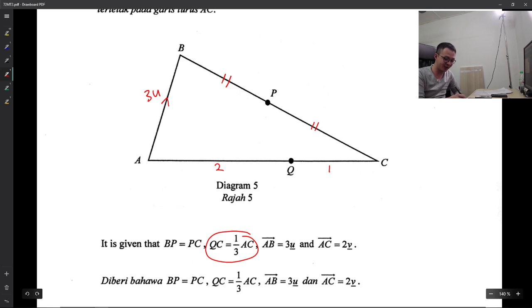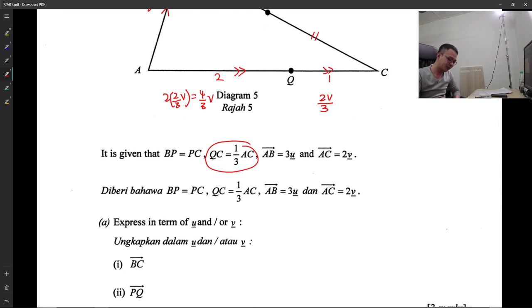The whole AC will be 2v here. So this one is ratio 1. The whole is 2v, so this one should be 2/3 v, because the ratio is 3, so I divide by 3. But this one is times 2, so it should be 4/3 v. I separate these two because I have the ratio, so I can easily separate them.